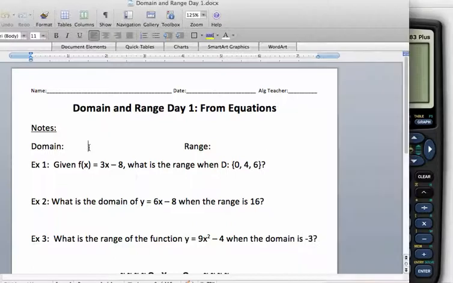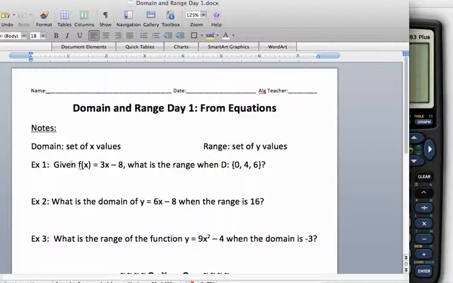So domain, what you need to know about domain is that domain is a set of x values. So domain is a set of x values, and then range would be a set of y values. Okay, so domain's x, range is y. Hopefully that sounds familiar to you.